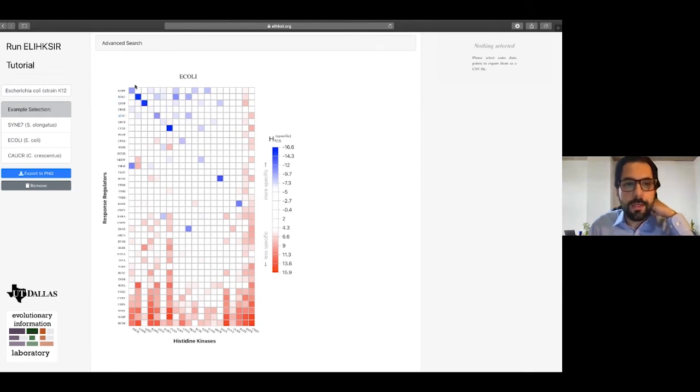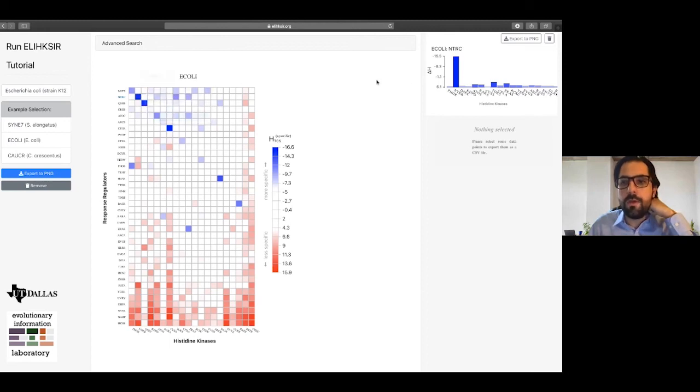So you can go ahead and, for instance, there's an example of NtrC, a response regulator that is known biologically to interact with a partner called NtrB. So when we click on this link, then on the right-hand side we have a bar graph showing this preference. This is very useful because someone who's interested in this particular protein might find what its partner is.